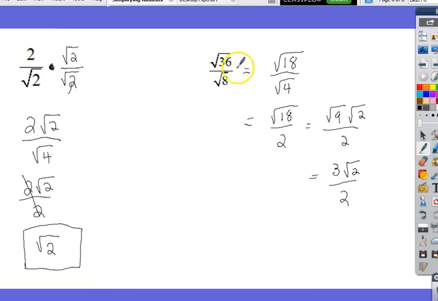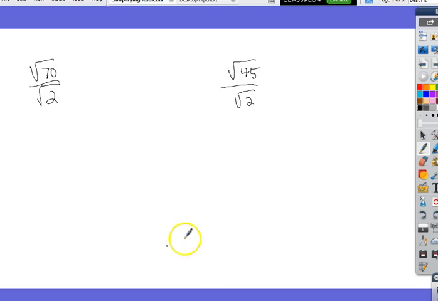So sometimes you don't have to rationalize. Sometimes you can factor and reduce the denominator just enough. Now technically, if I completely reduce this, this would be the square root of 9 over the square root of 2, and then when I rationalized it, I would get this answer in and of itself. I was just trying to save myself some work. All right, go ahead and do these two.